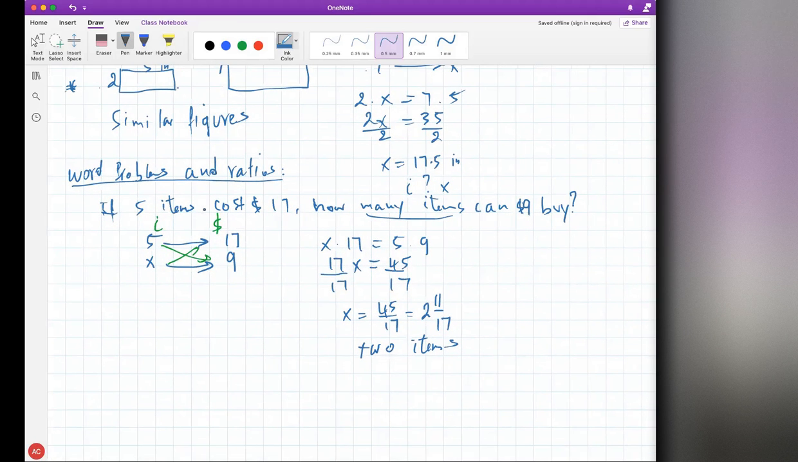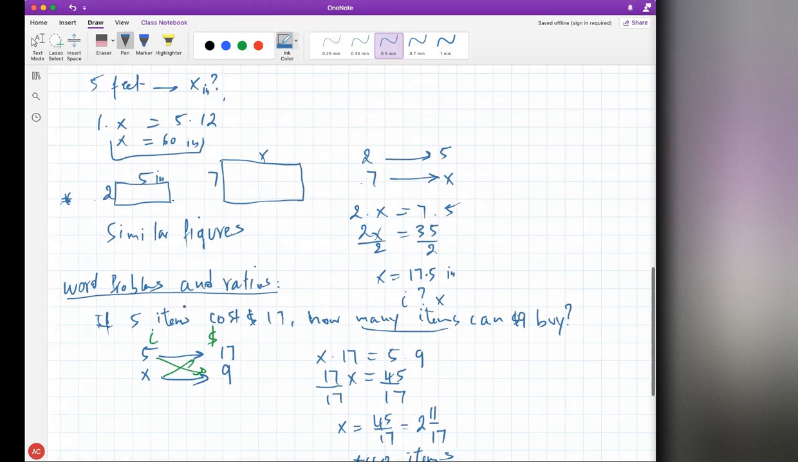Okay, so that's an example of a word problem we can solve with ratios. The units may change. The units and the numbers might change, but the steps are the same. Write 2 ratios, cross multiply, solve every time.